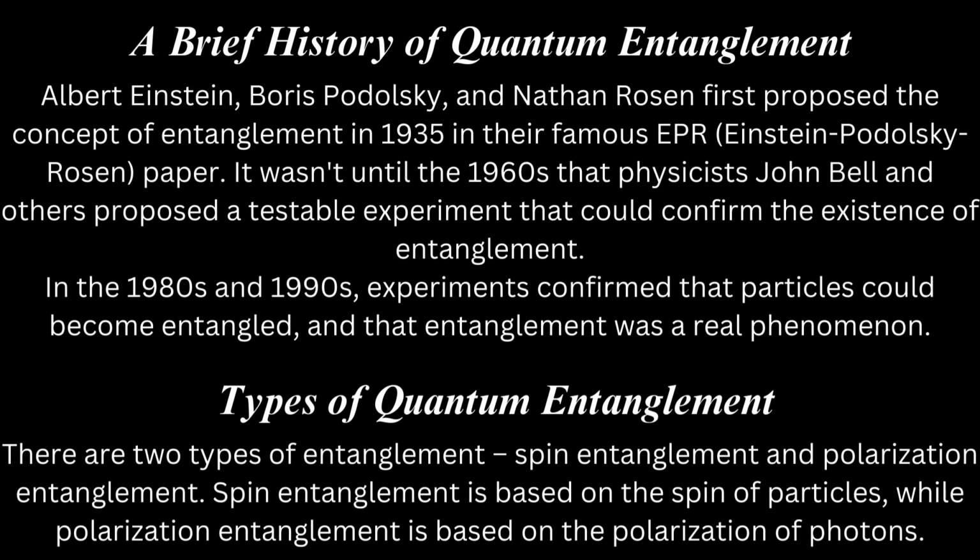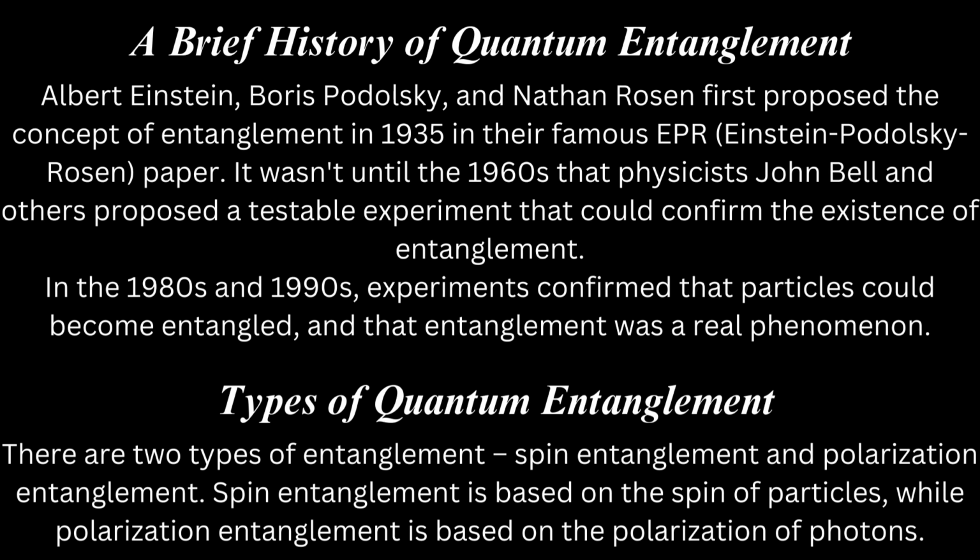A brief history of quantum entanglement. Albert Einstein, Boris Podolsky, and Nathan Rosen first proposed the concept of entanglement in 1935 in their famous EPR, Einstein-Podolsky-Rosen, paper. It wasn't until the 1960s that physicists John Bell and others proposed a testable experiment that could confirm the existence of entanglement. In the 1980s and 1990s, experiments confirmed that particles could become entangled, and that entanglement was a real phenomenon.